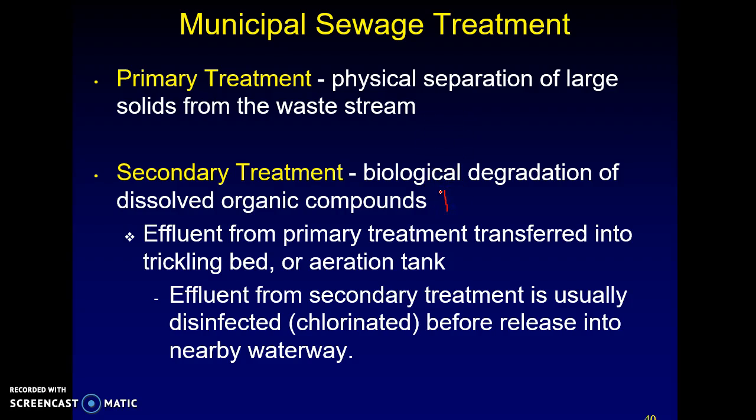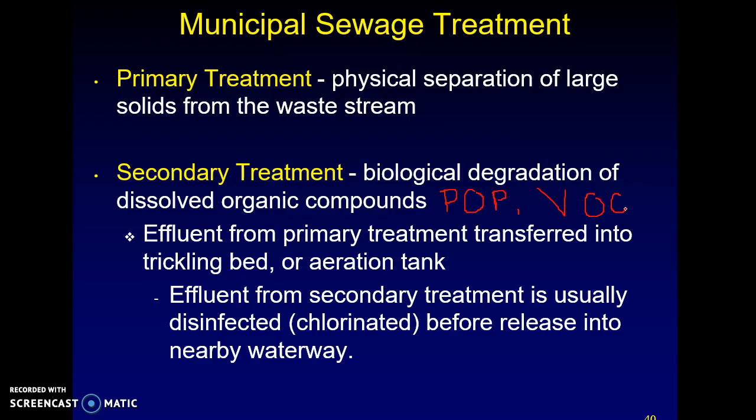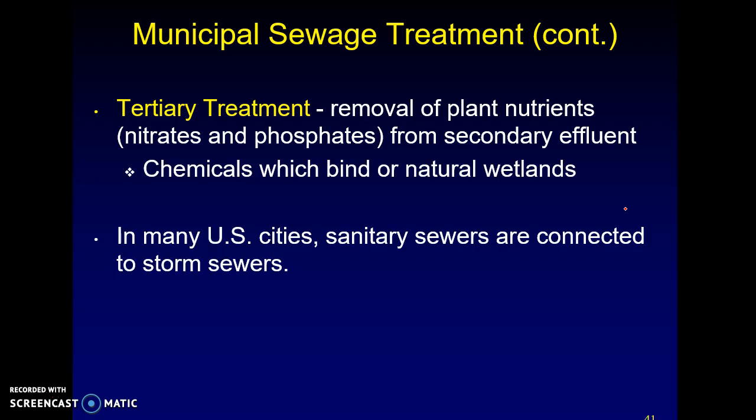At this stage, POPs and VOCs are taken out. POPs and VOCs, you kind of need to know that. I don't know if you guys got to write that down. So POPs and VOCs are removed in the second stage. And in the third stage is where mostly the nitrates, the phosphates, anything that can cause eutrophication is removed. They also have a system where they filter out all the excess chemicals that they've put into it to balance the pH of the water.